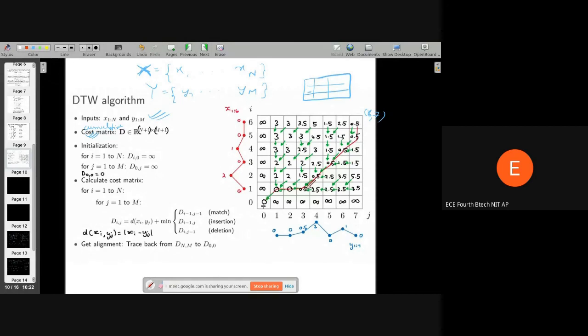Finding a path from 0, 0 to 6, 7 or 6, 7 to 0, 0. You have to end at the last points of both the sequences and the first points of both the sequences. That is mandatory. So they filled up all the cumulative distances. This is what they did. If you had another dij, or here dxiyj, same thing.